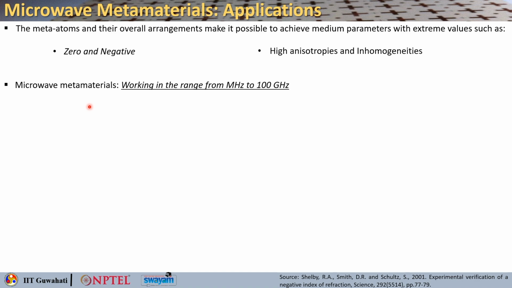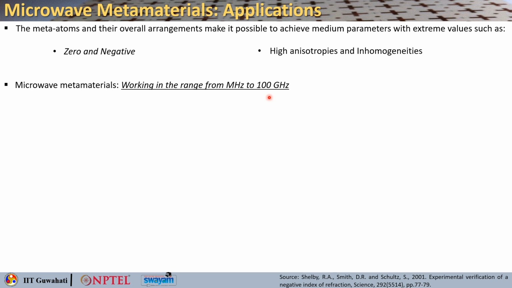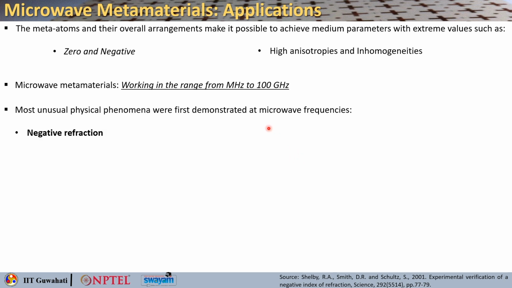So, when we talk about microwave metamaterials, they are basically working in the range of megahertz to 100 gigahertz. And the most unusual physical phenomena were first demonstrated at the microwave frequencies. As I mentioned, it is easier to perform experiments in this particular frequency range because of the dimensions of the meta atoms, which will be typically in the millimeter range.